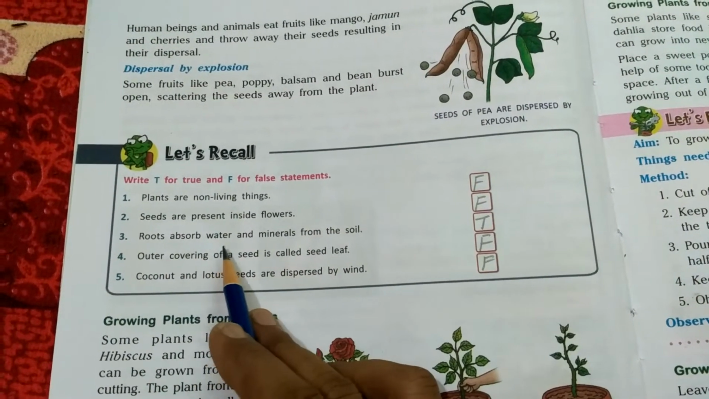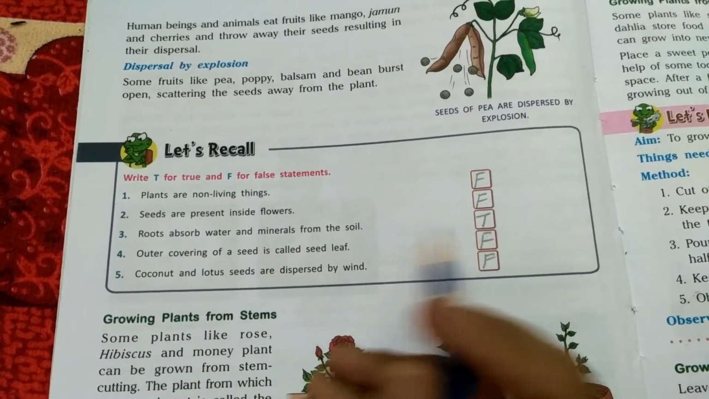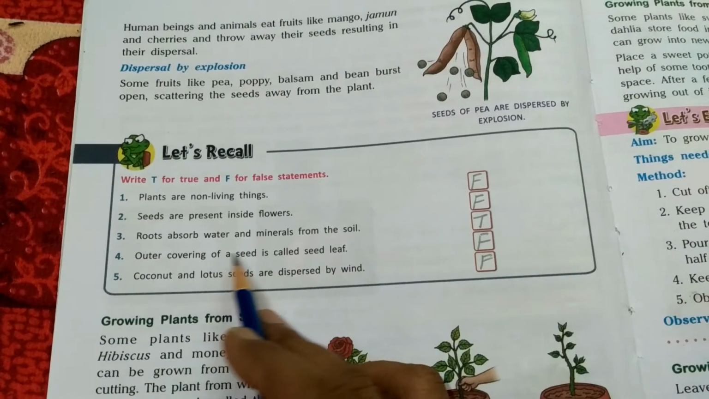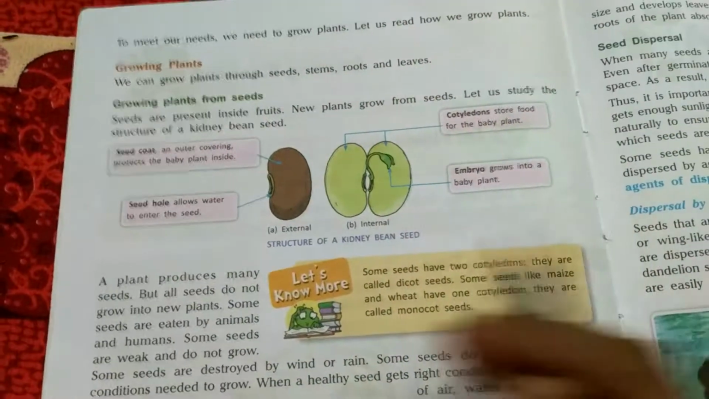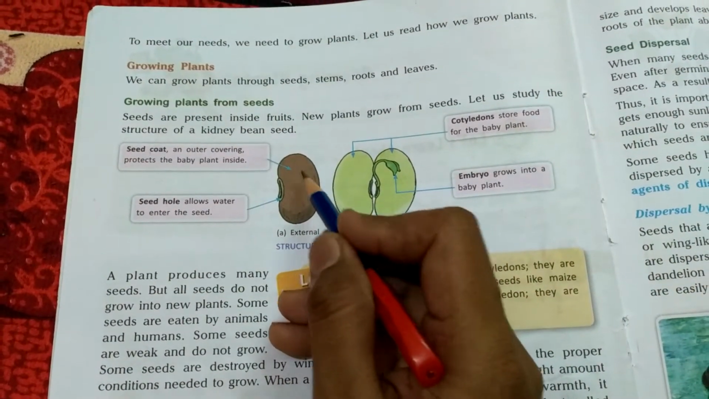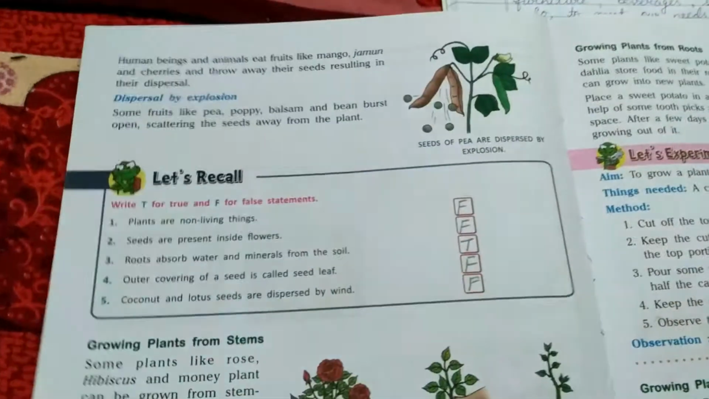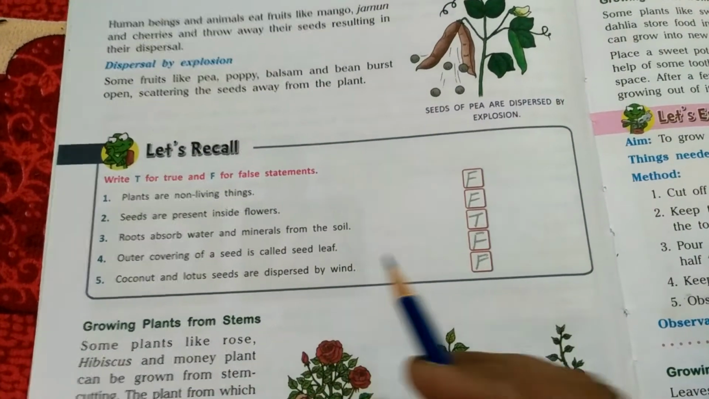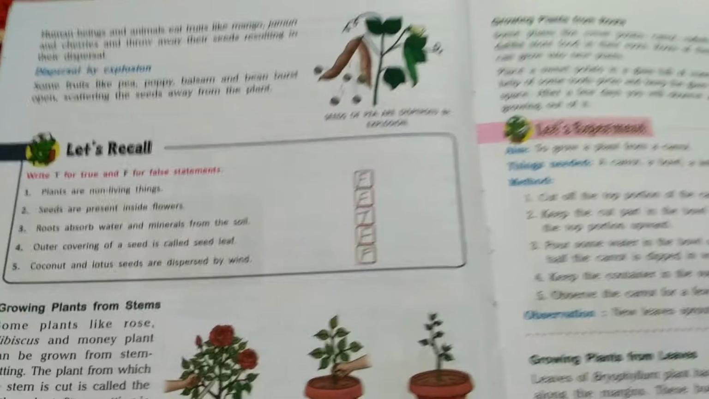Third is roots absorb water and minerals from the soil. True. Outer covering of a seed is called seed leaf. False. Outer covering of a seed is known as seed coat. It is the outer brown covering which is known as seed coat. Coconut and lotus seeds are dispersed by wind. False. They are dispersed by water.